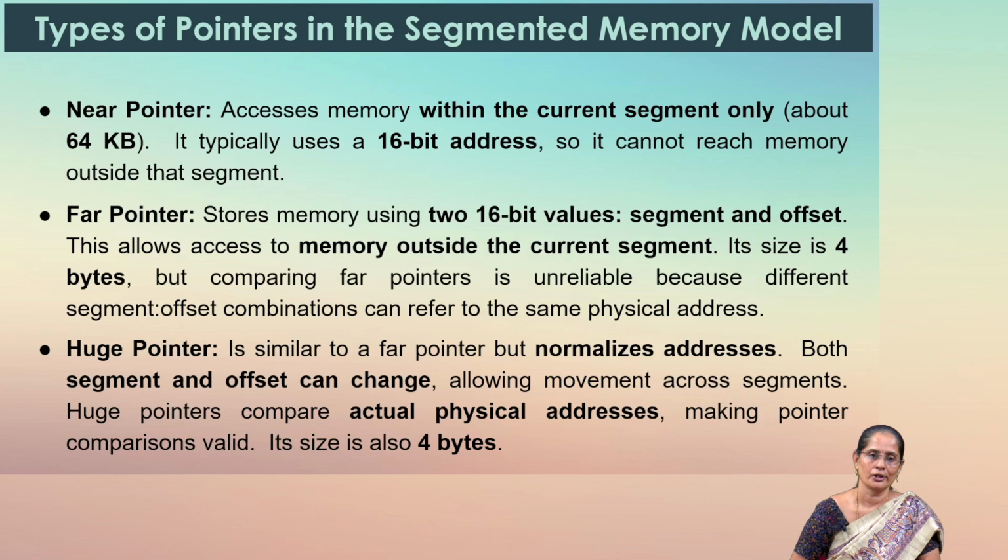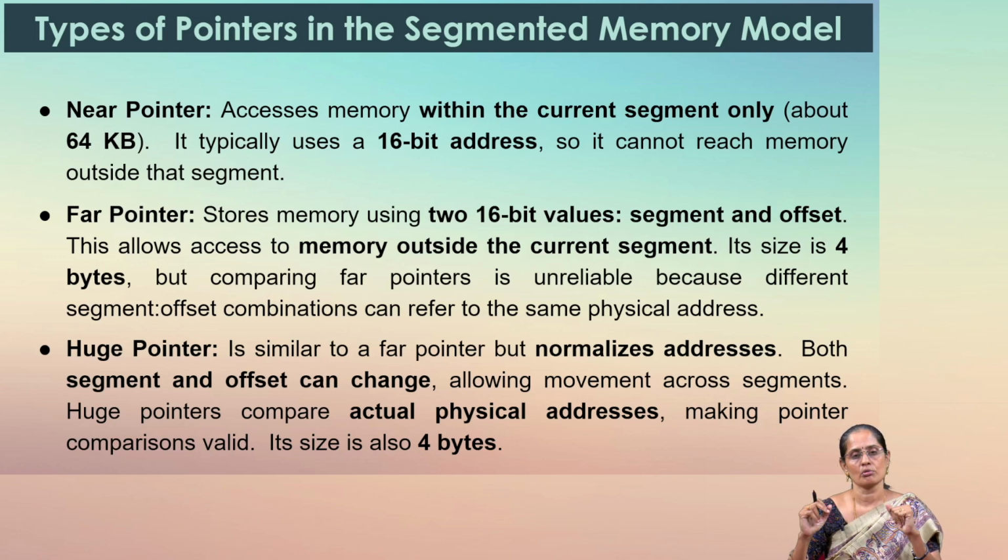Then there are 3 types of pointers: near pointer, far pointer and huge pointer. Near pointer accesses memory within the current segment only. So, actually the memory will be segmented. So, 64 KB may be the usual segmentation size. So, this typically uses a 16-bit address. So, if the address which we are trying to address is in the same current segment, then the pointer is called near pointer. It will not be able to reach memory outside that segment. Inside that segment only we will have access to.